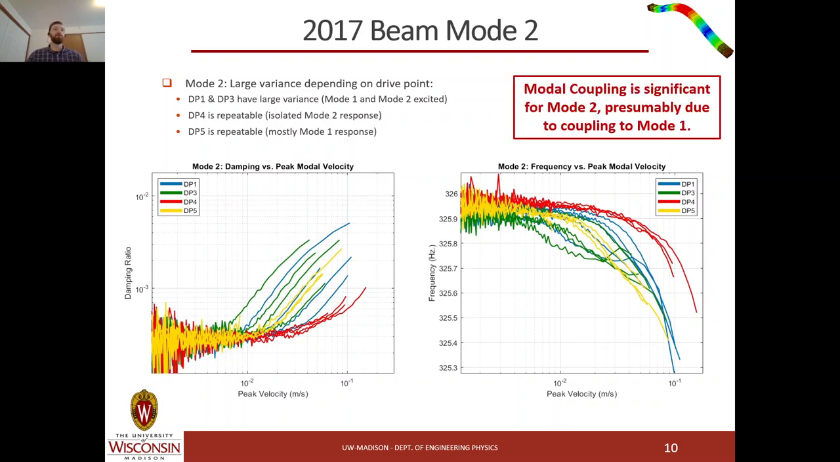So here the conclusion is that for mode 2, we presumably see it coupled to mode 1 because we're changing the amount of mode 1 in each of these excitations, and it has a really large effect on what mode 2 is doing.